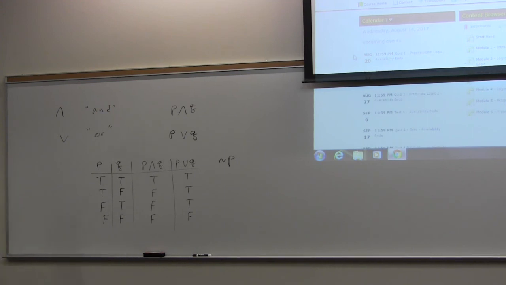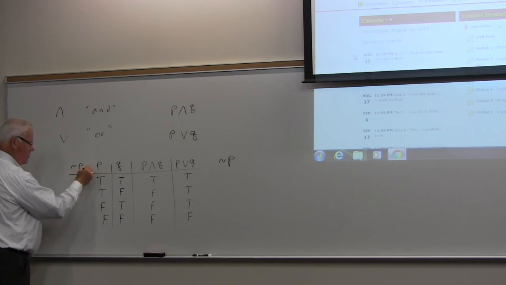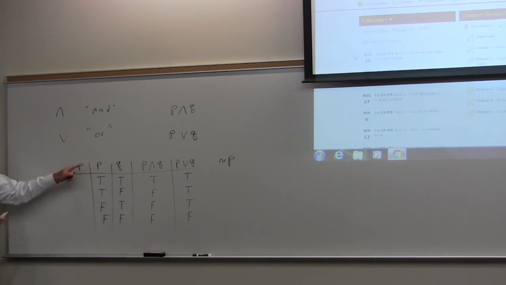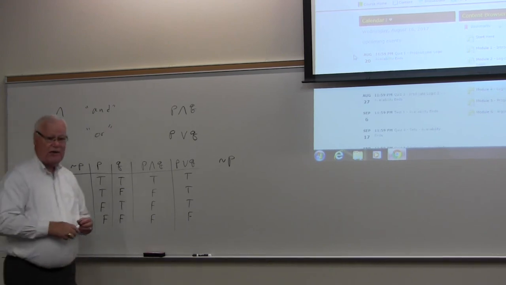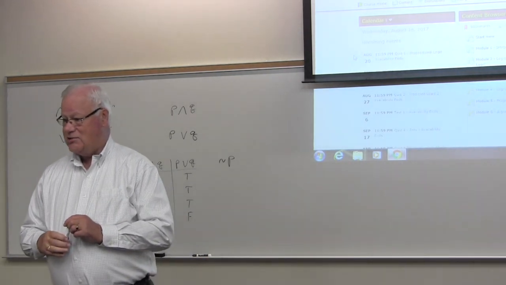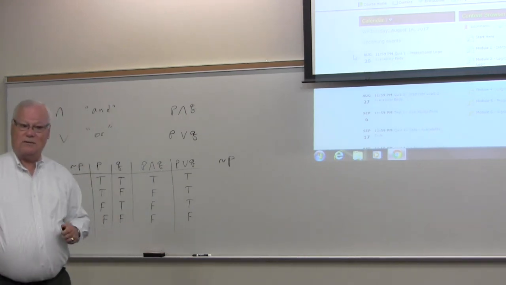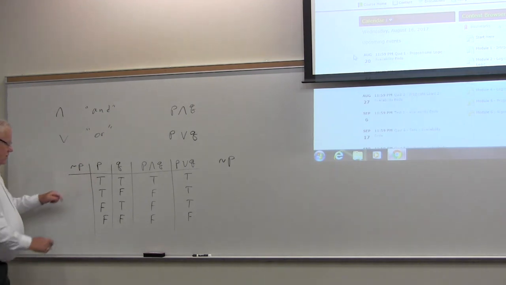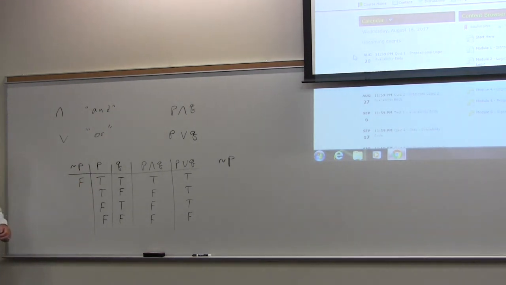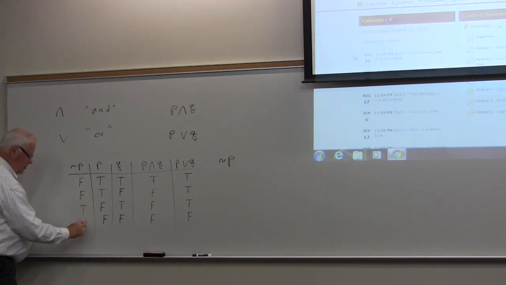So what does not P mean? Well, if I added not P over here. By the way, that's not a third proposition because it's based on one of the ones that's already there, so you don't need to have eight. But not P is the opposite of P. So, if I said there's an elephant in the room and you knew that was false, the opposite of that is there's not an elephant in the room. And that's true. So, when this is true, this is false, and vice versa. So this is true, this is false. This is false, this is true, that's false, this is true.